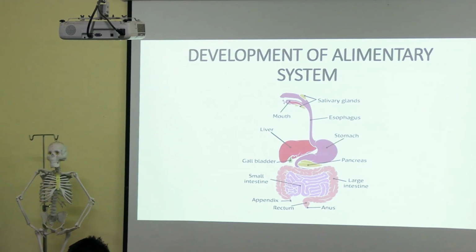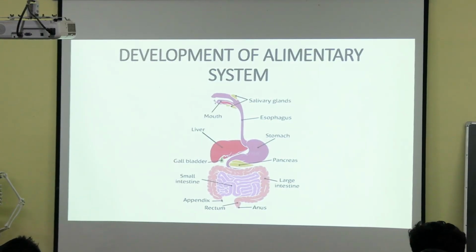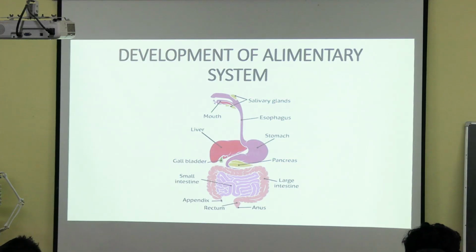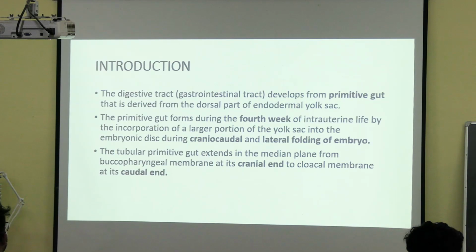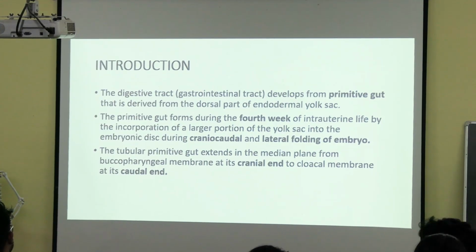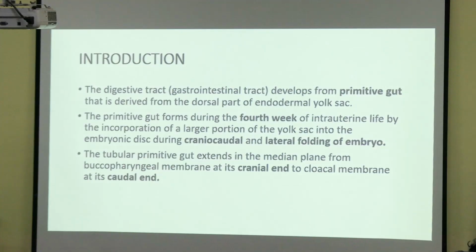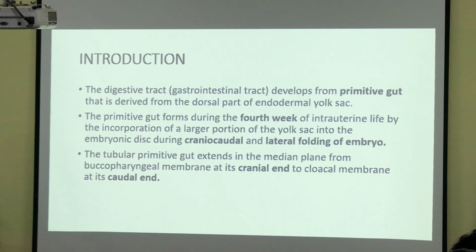Alimentary canal. That means here GIT, gastrointestinal tract, also known as digestive tract. The digestive tract or gastrointestinal tract develops from the primitive gut that is derived from the dorsal part of the endodermal yolk sac. So how is the primitive gut formed? As already mentioned, it is derived from the dorsal part of the endodermal yolk sac.